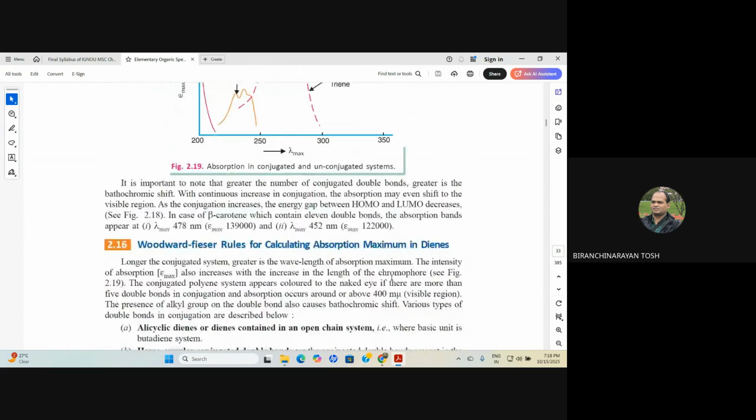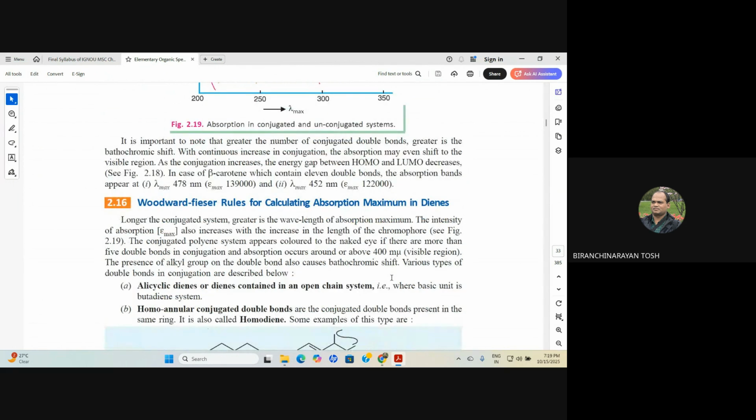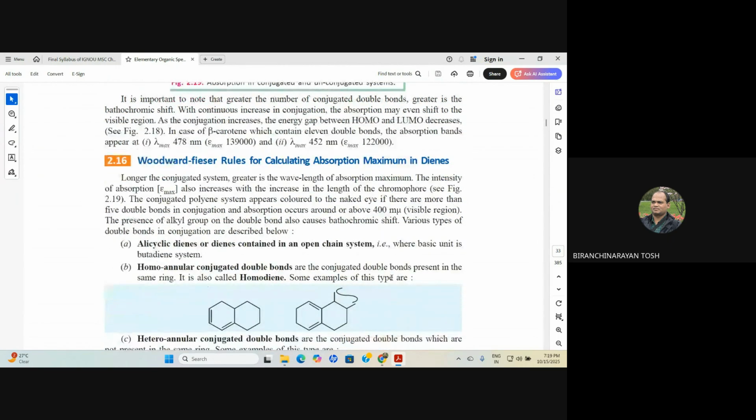So this effect of conjugation can be found out by a rule, that is the Woodward-Fieser rule, for calculating the absorption maximum in dienes. This is in your syllabus, so we can go through this one. Longer the conjugated system, greater is the wavelength of absorption maximum. The intensity of absorption also increases with increase in the length of the chromophore, that is the conjugation.